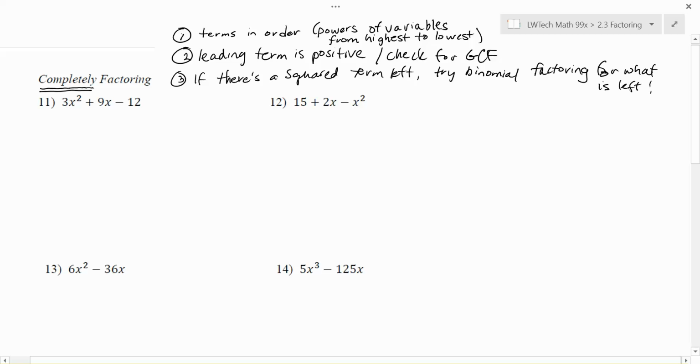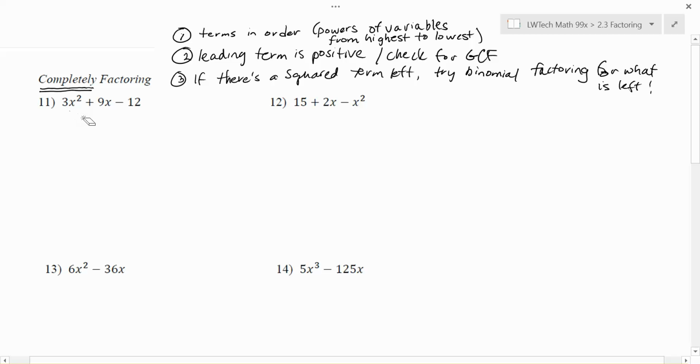Okay, so let's give that a whirl here so you can kind of see what I'm meaning. For problem number 11, the first thing we want to do is to check to see if the terms are in order from biggest to smallest. So here we have an x squared and then an x and then a number. That looks great. Highest power of x, x to the first power, and then no x at all. So that works really, really well. Here, when we look at our leading term, this 3x squared term, it is in fact positive, so that's good. We don't need to worry about that.